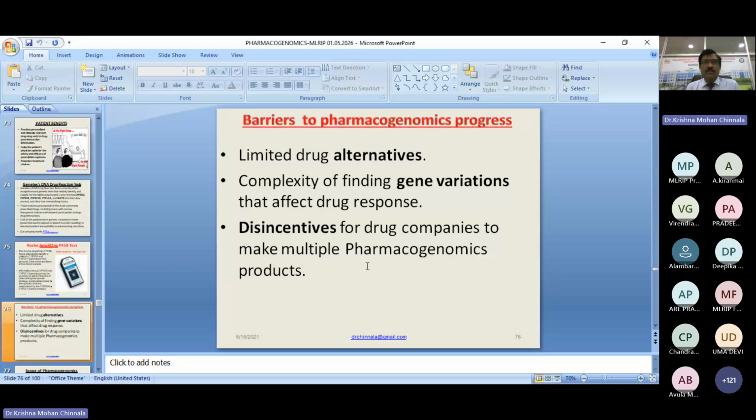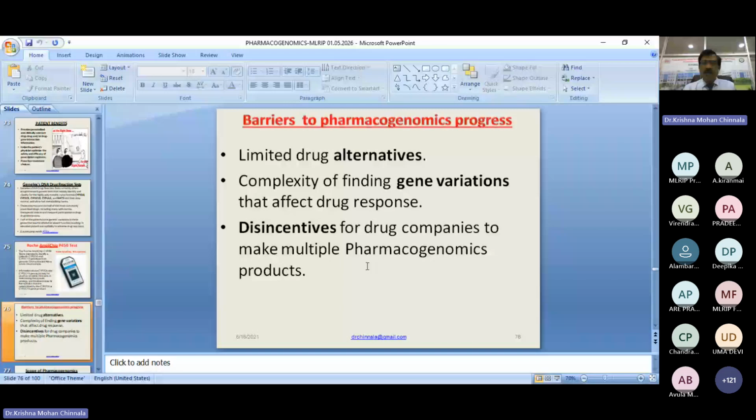I'm talking about individuals. But few companies are conducting this type of research, and the best example is the Melinda Gates Foundation, which is supporting this type of research to give individual treatment for rare diseases or cancer.